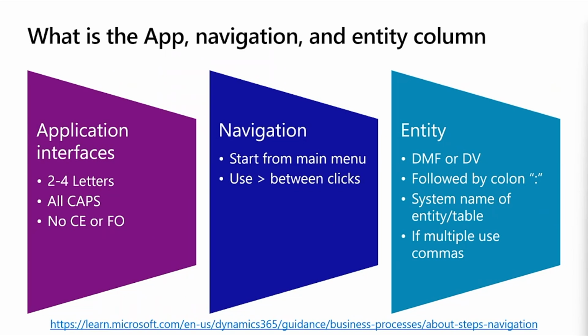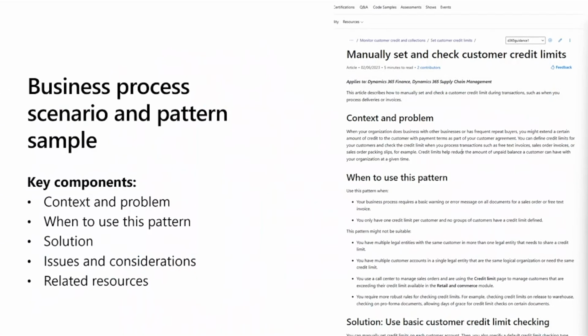And then we also include the entity. So we indicate if it's a DMF, data management framework entity, or a DV for Dataverse entity with a colon, and then we tell you the system name of that entity. If there's more than one entity for a particular setup or configuration, we list them out with commas. So here on the screen, you can see a sample of a business process and a pattern.